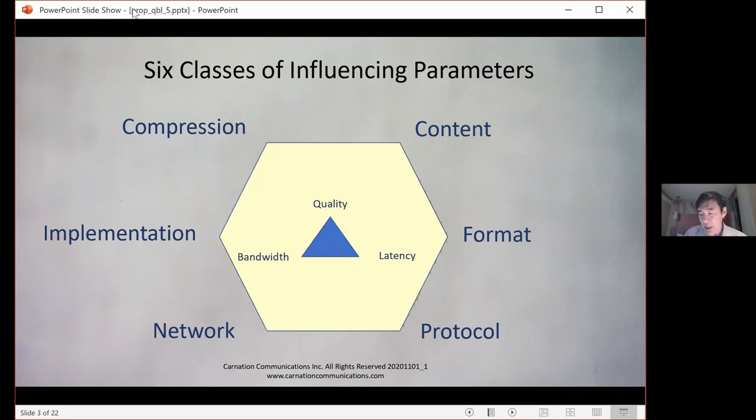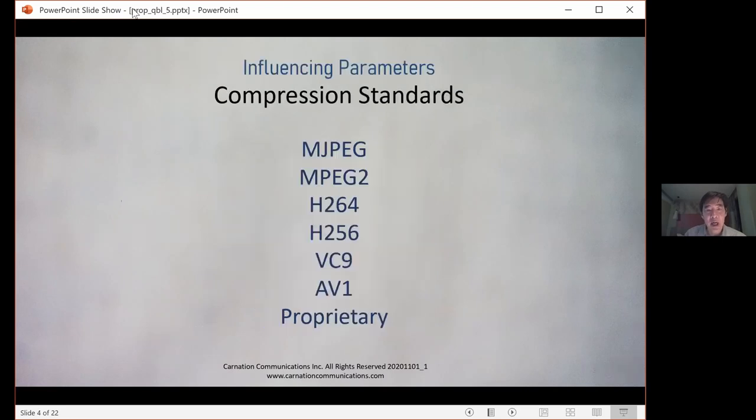Okay, let me quickly go through the six, and following from that, I would like to cover some of the solutions out there. So, compression. As I mentioned, there are a number of compression standards out there. There's the MPEG, the good old days, and then we have H.264, H.265. H.265 is typed wrong on the slide.